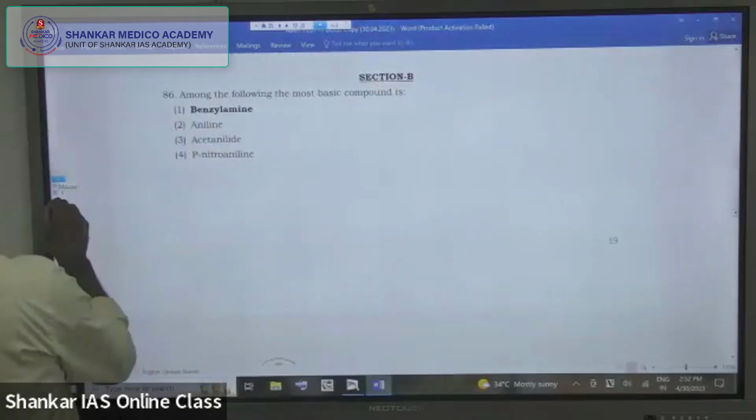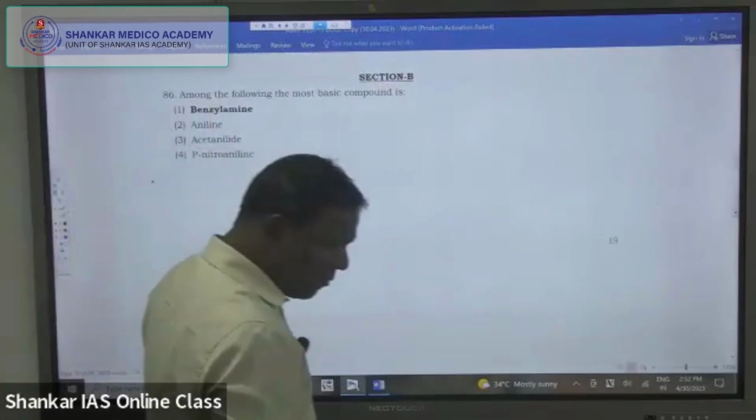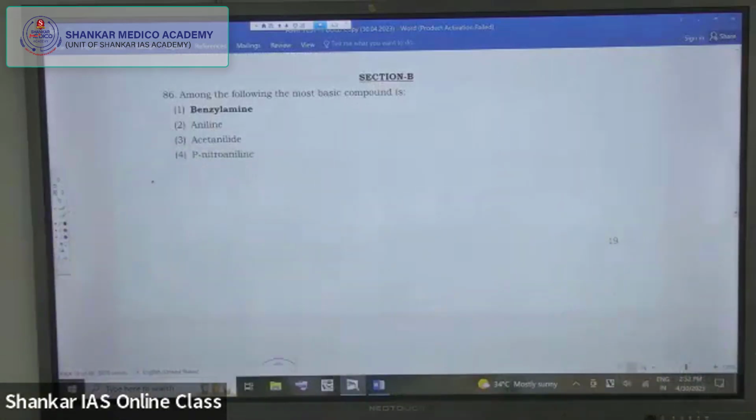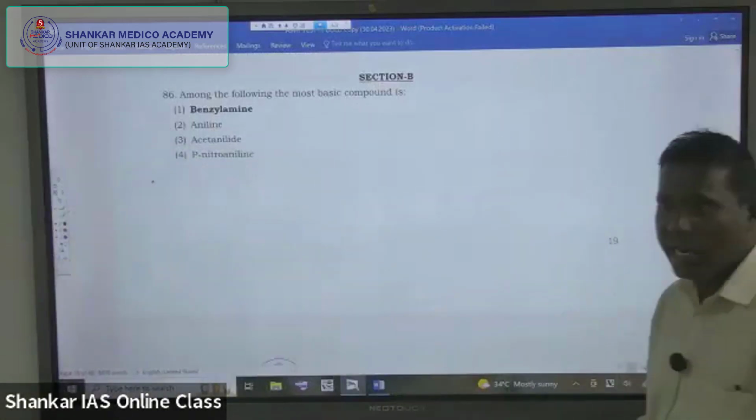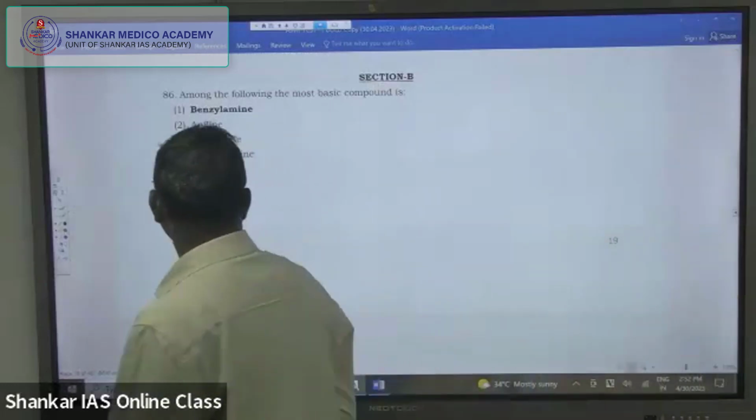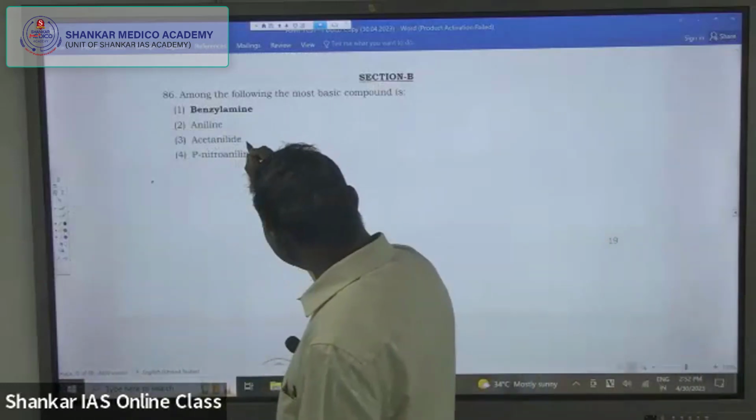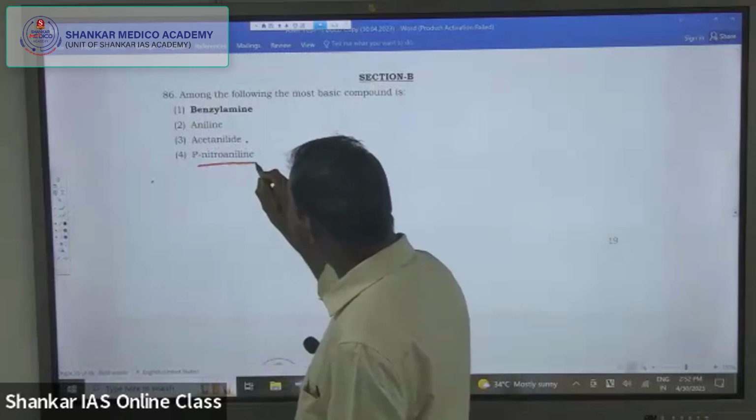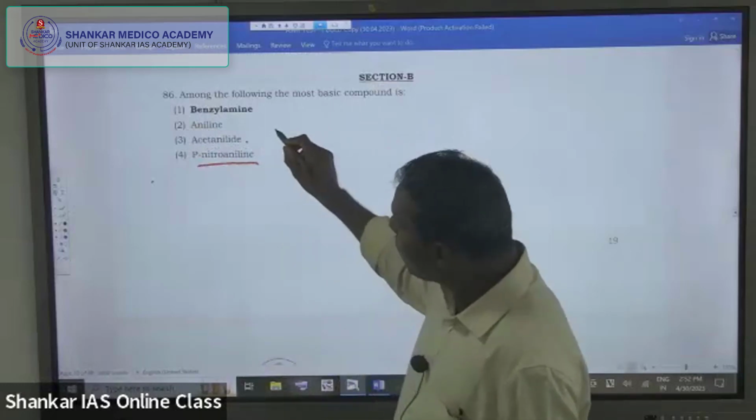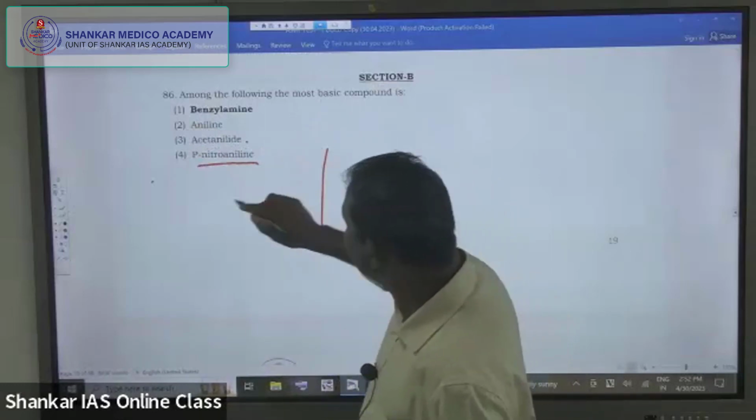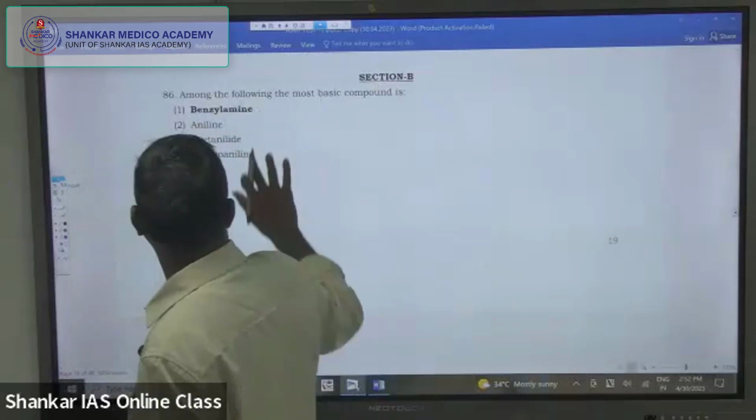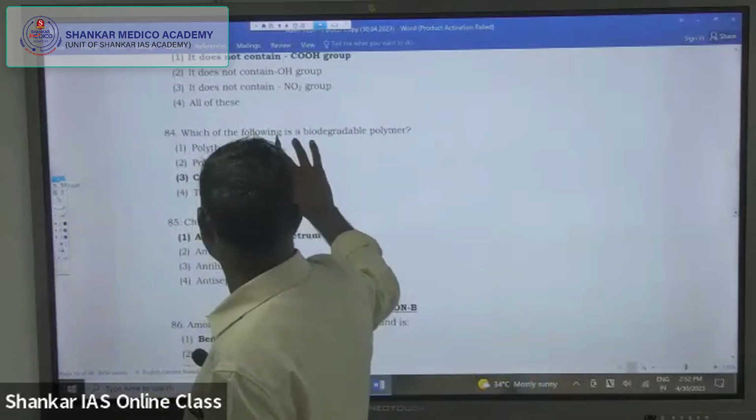And generally, aliphatic amine with more alkyl groups is highly basic. Aniline, acetanilide is neutral. Para-nitroaniline is also least basic. 85, yeah. Oh, this one. Okay.